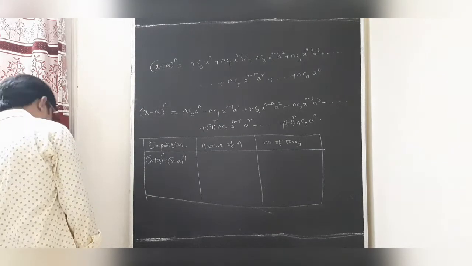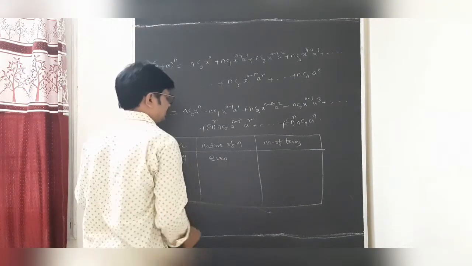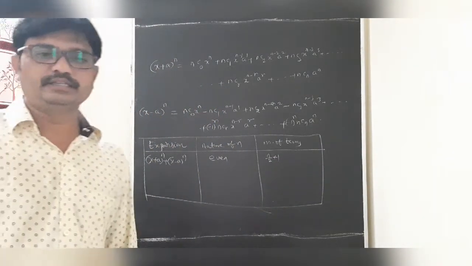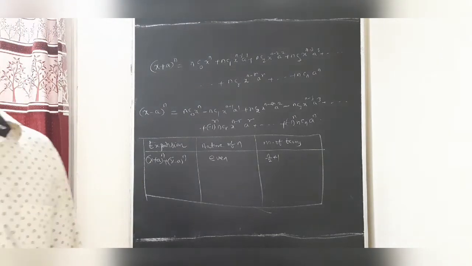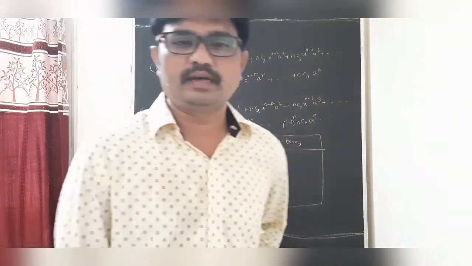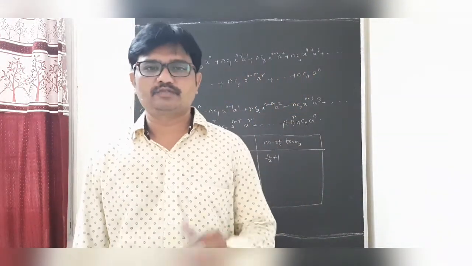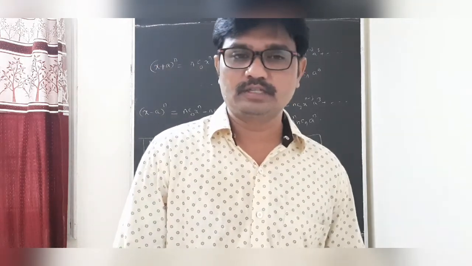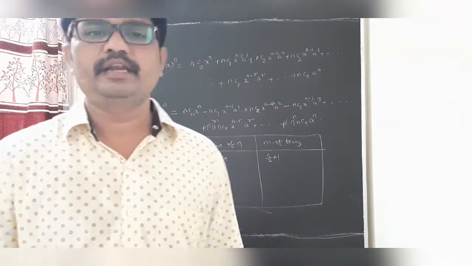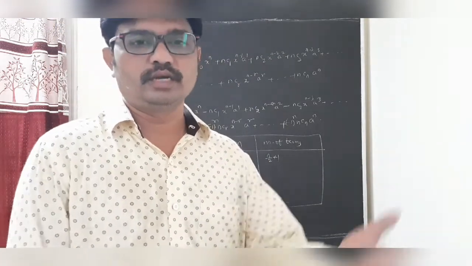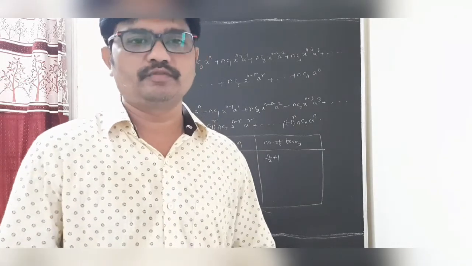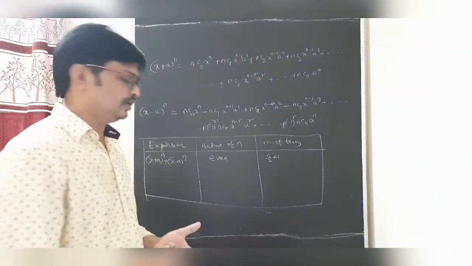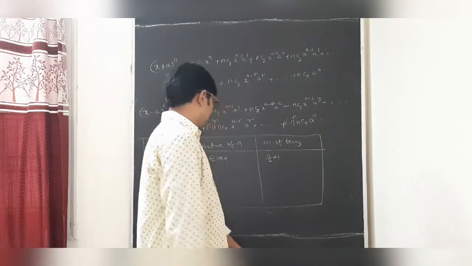My dear students, when n is even, the number of terms is n by 2 plus 1. So what is it, students? When n is even, undoubtedly n by 2 plus 1. Just observe a plus b whole square and a minus b whole square. A plus b whole square is a square plus 2ab plus b square. A minus b whole square is a square minus 2ab plus b square. The sum of these gives 2a square plus 2b square. That means 2 terms are there. So where n is even, 2 by 2 plus 1 is 2, the number of terms is 2.